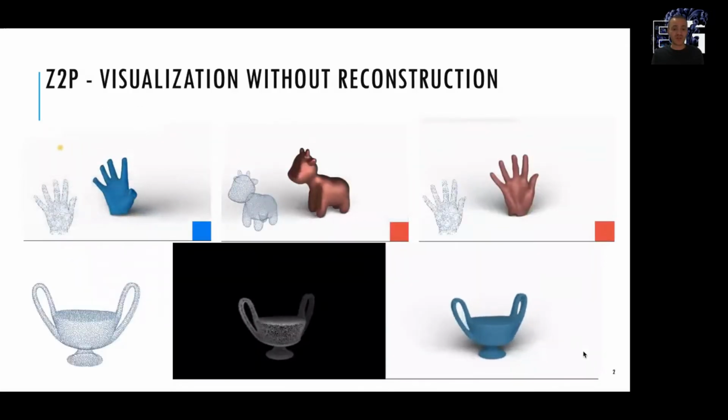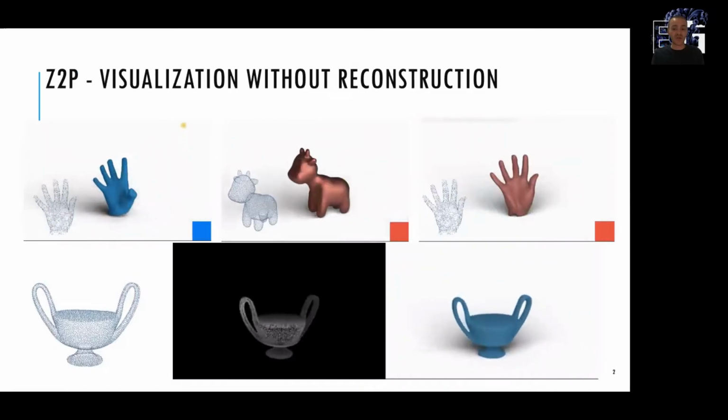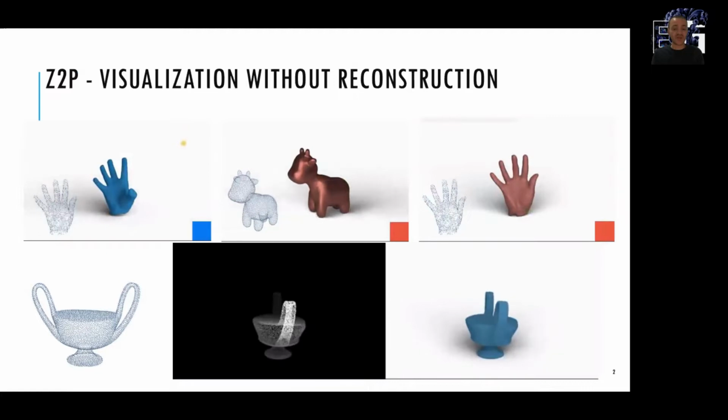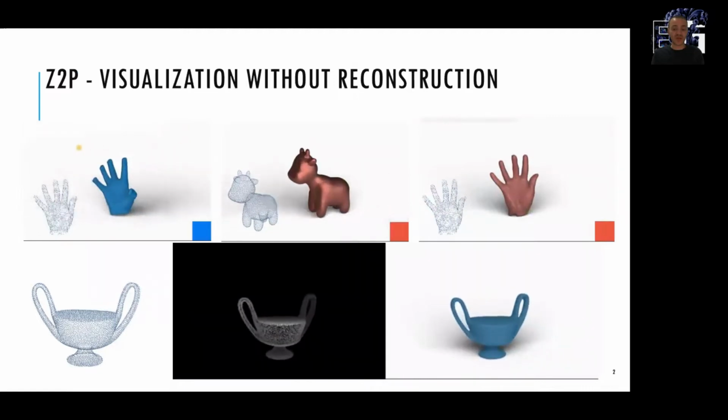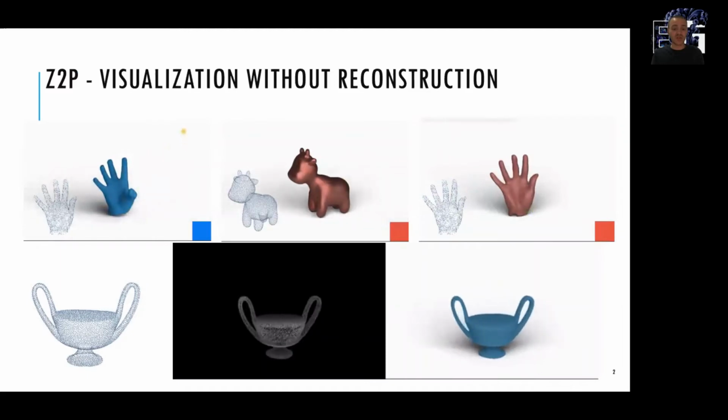Z2P is a fast neural technique to instantly visualize point clouds as if they were 3D meshes. Our method avoids the need for a full 3D reconstruction by projecting the point clouds into a 2D image and using an image-to-image translation technique to produce a naturally looking visualization. Z2P allows for basic visualization controls like view direction, light direction, and color, and can also be extended to more complicated controls such as material specularity and roughness.